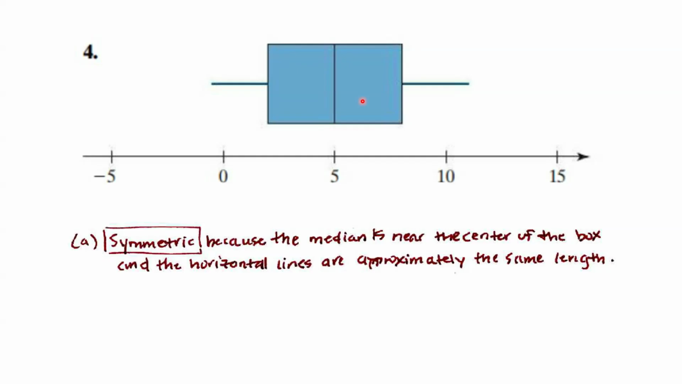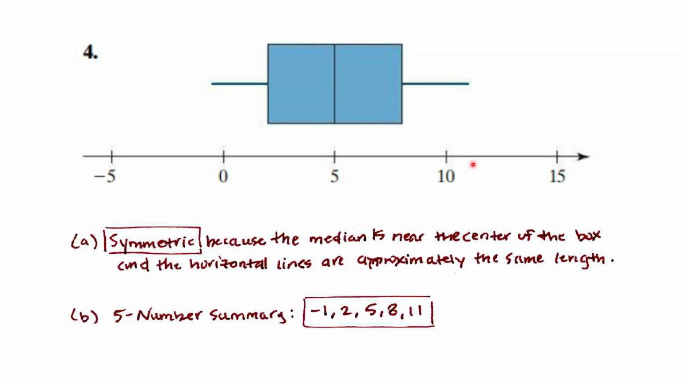Okay, so our 5-number summary would go -1, and then this would be 2, 5, this would be 8, and this one would be 11. So -1, 2, 5, 8, and 11.